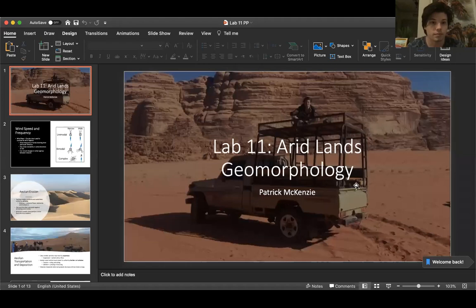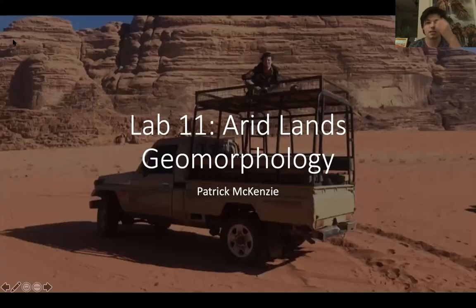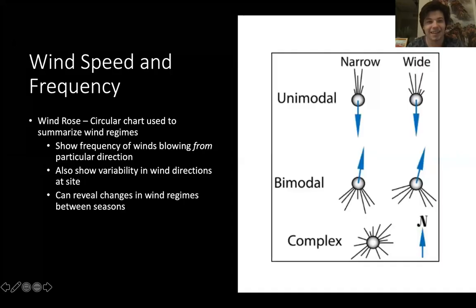We'll start with a PowerPoint on arid lands geomorphology. Here's a photo of me in Wadi Rum in Jordan, which is an arid land. All right, so the first thing we're going to talk about is wind speed and frequency.